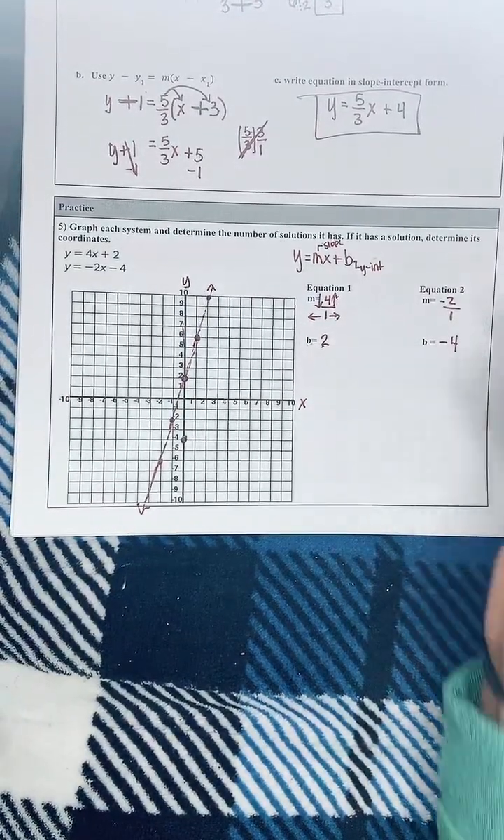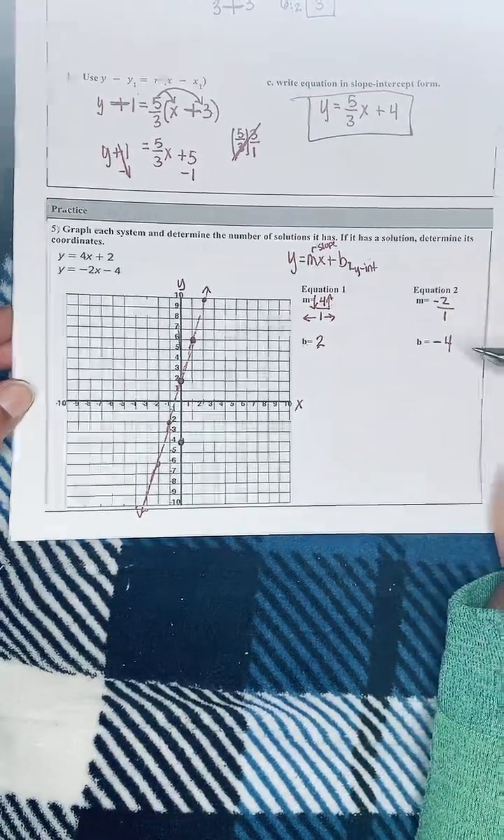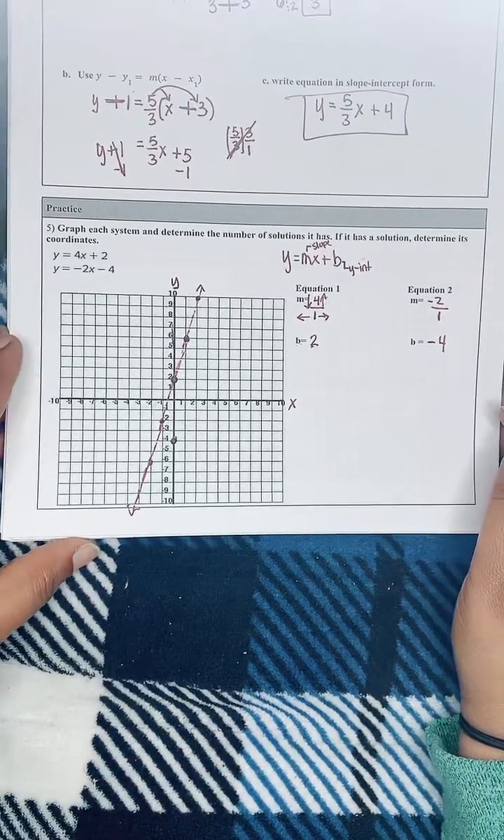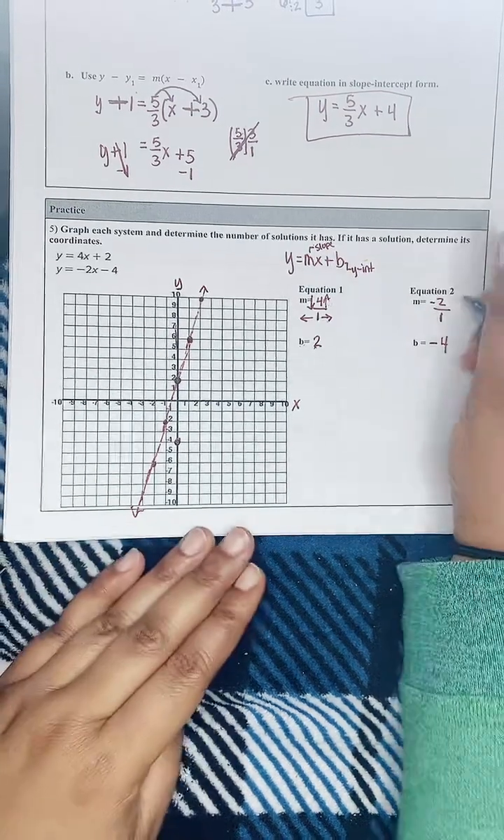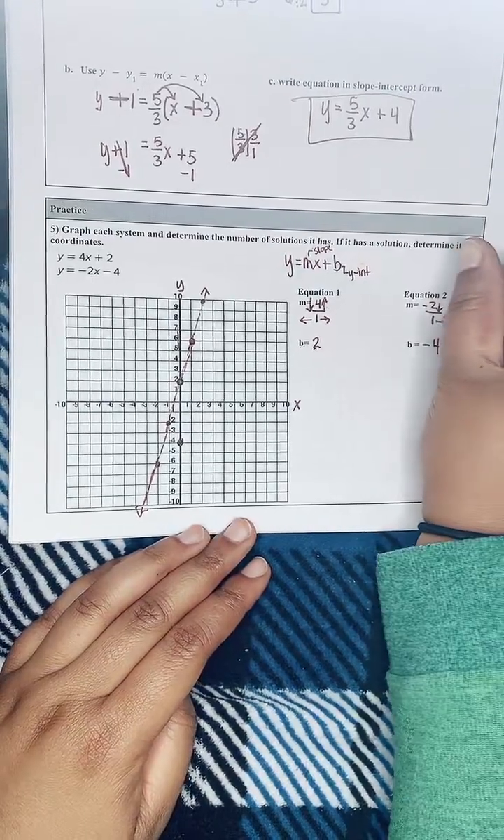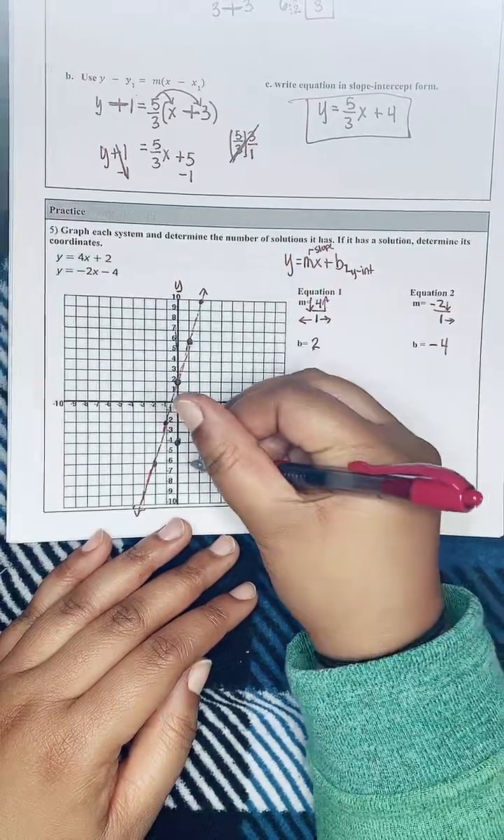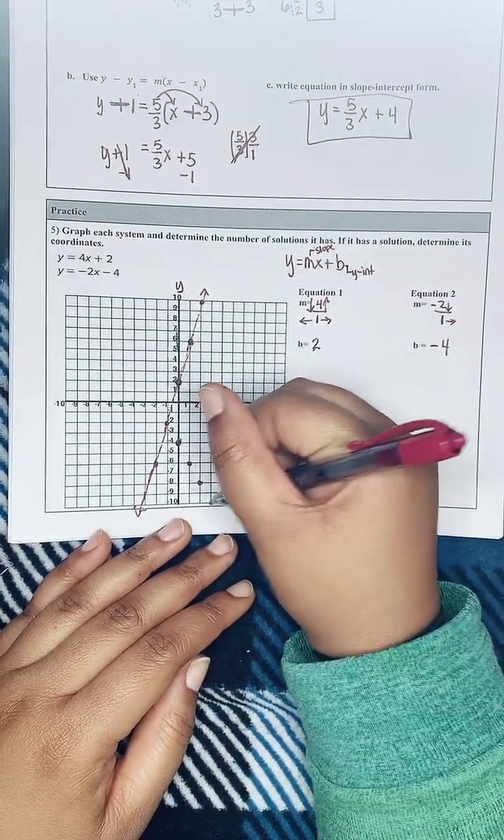Now, what does my slope tell me? What is this telling me to do? What direction? Drop 2. Good. Right 1. Perfect. Yes. Drop 2, right 1. Excellent. So I'm going to drop 2 over 1. Drop 2 over 1. Drop 2 over 1.